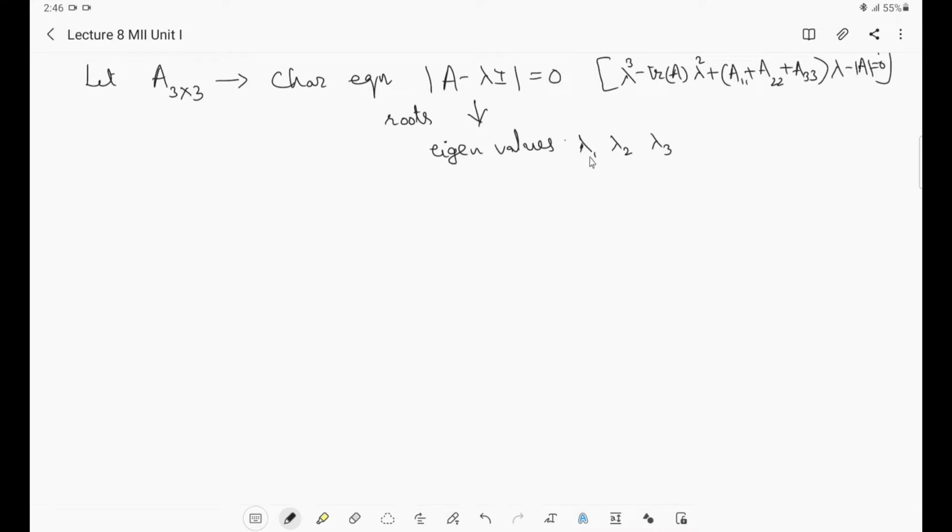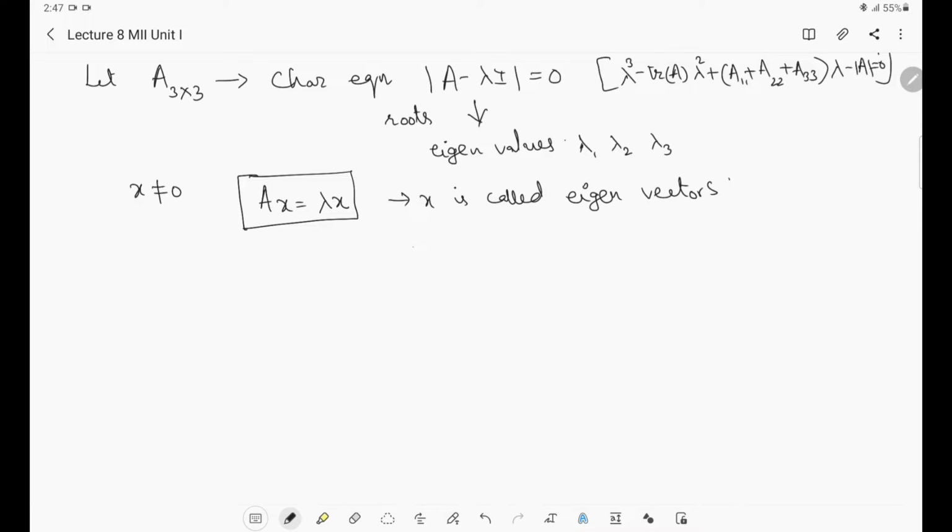Now corresponding to each eigenvalue, we can find eigenvectors for the matrix A, which are defined as non-zero vectors x not equal to 0, such that Ax equals lambda x. Any vector which satisfies this equation, Ax equals lambda x, is called an eigenvector. We have seen a few problems on how to find the eigenvalues and corresponding eigenvectors for any given matrix in the last class.